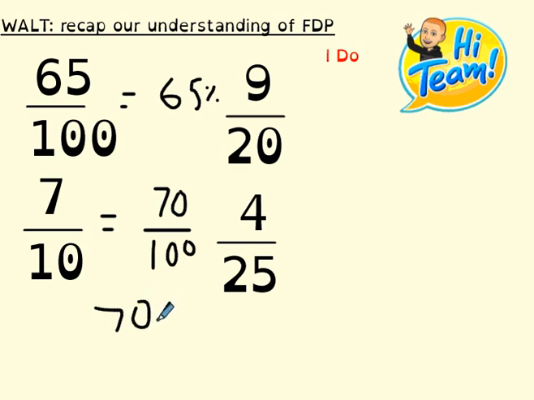Two slightly trickier ones, 9 over 20. Again, try and get it over 100. What do I times 20 by to get to 100?